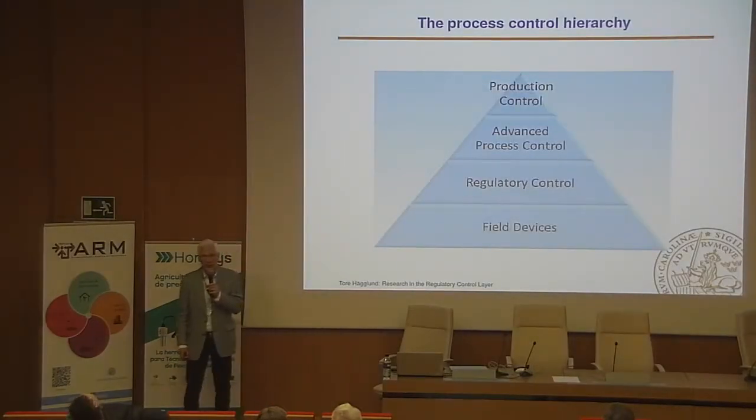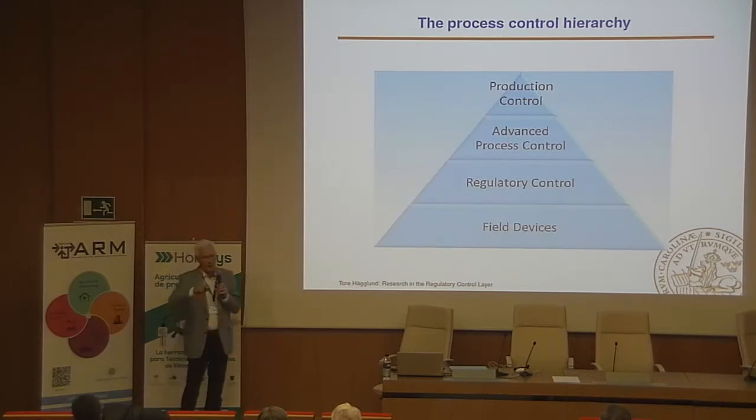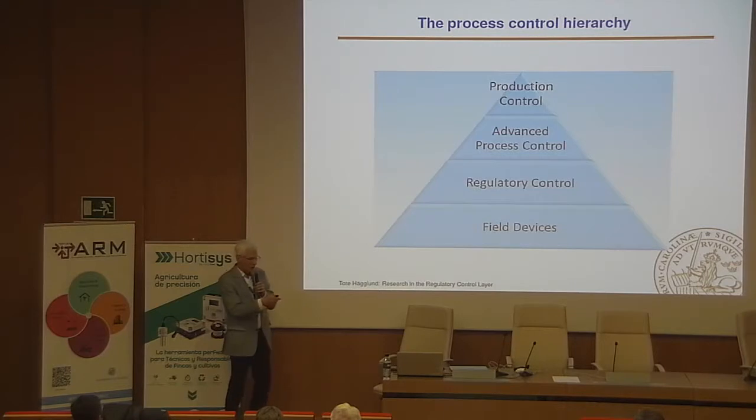This pyramid is a description of the process control instrumentation that we have. We can divide it into four different layers. On the lowest level, we have the field devices: the pumps, the sensors, the valves, and so on. On the next level, the regulatory control layer, we have all our PID controllers, and we have the complicated network that combines all the PID controllers. On the next level, we have the advanced process control, mainly MPC or GPC. And then even higher up, we have production control.